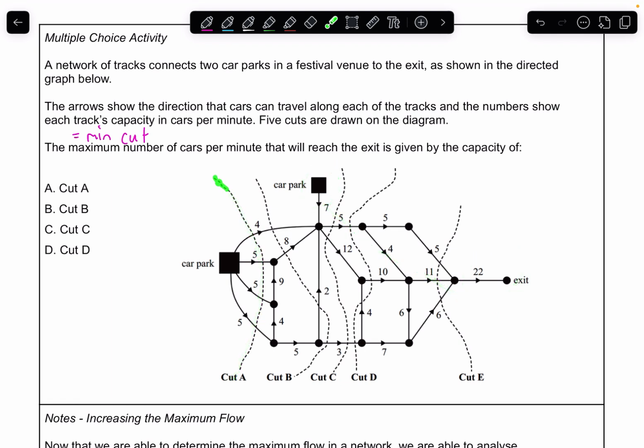So this cut actually is not working. And that's the same for this cut here. It's still not cutting this source off from the sink. So cut A and cut B actually don't even work, so we can take those out. What we want to look at is these cuts here that actually cut off both sources from the sink.